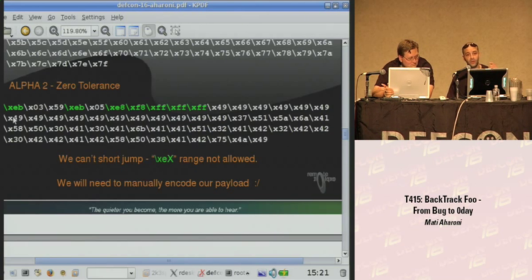Now the other problem that we have is that we only have around 400 bytes of space. Now if we want to have a reverse shell or a bind shell, that's around 250, 300 bytes, and if we want to encode that, you're at least doubling that.